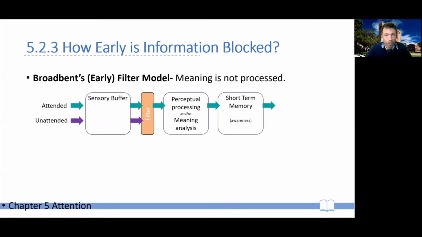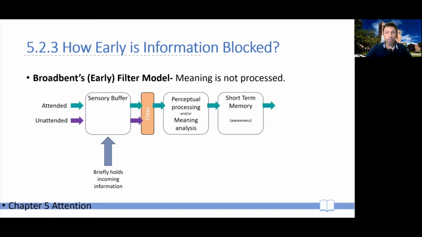Now, the first model of this sort is known as the Broadbent filter model, also known as the early filter model or early selection model. And the idea is that information comes in from the world, and there's some of it you might want to attend to, and some of it you might not want to attend to. And all the information that hits your sensory organs gets transduced into your brain. And so all of the information gets briefly held inside these sensory stores, often referred to as sensory buffers. And this is only a brief period of time.